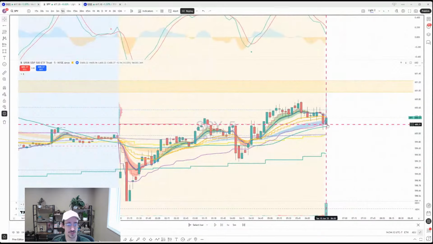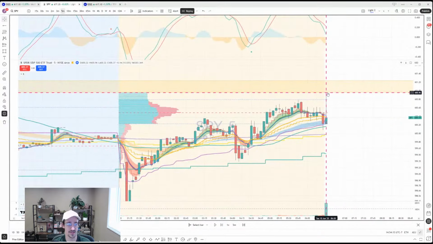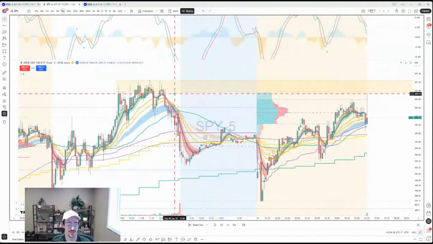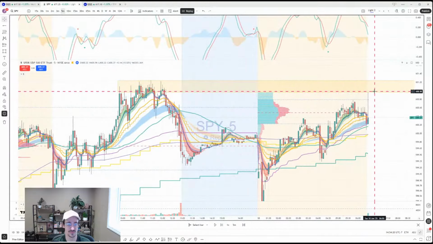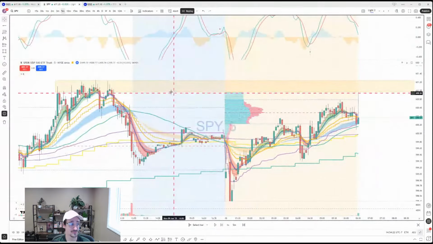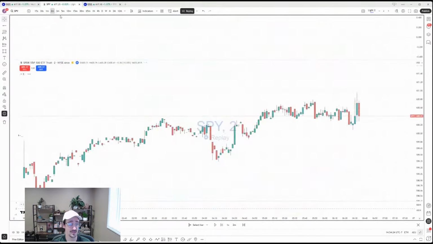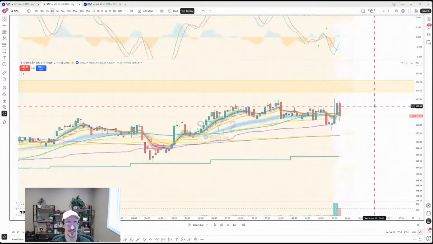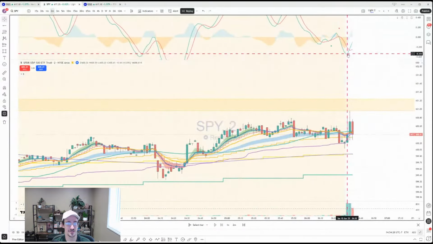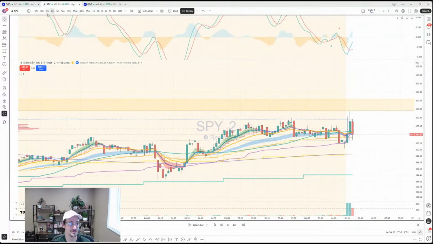Five-minute opening range here. Big spike up to this zone we marked and rejected, right? So was that our entry already? I don't know. Let's see. I would say probably not quite yet, because we just got the crossover here on the 2. Let's go even to the 1.